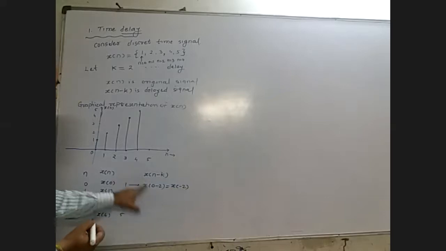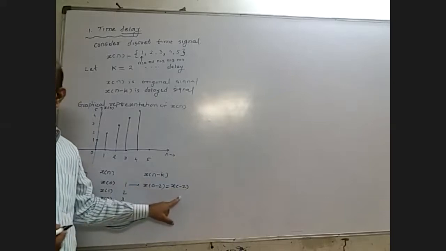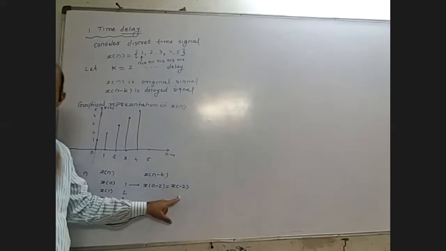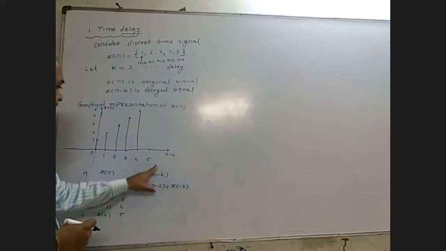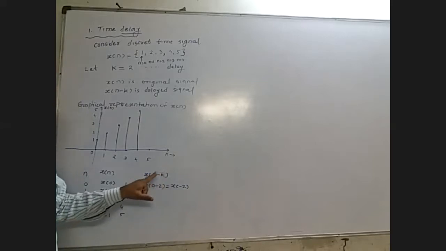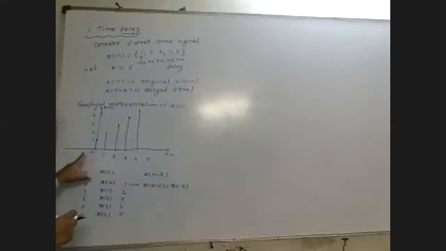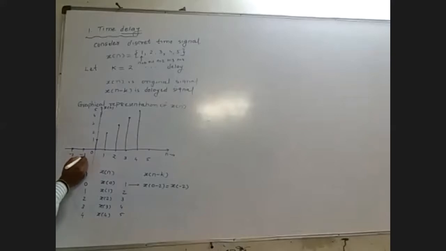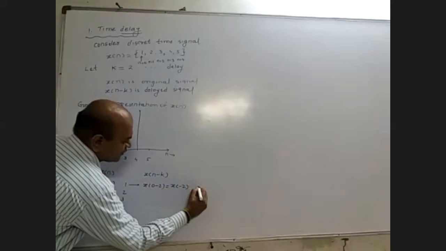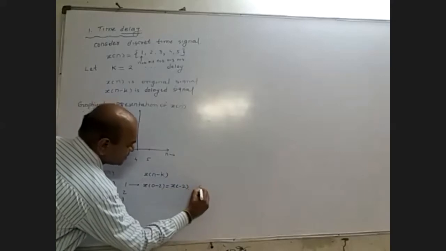So at this moment you have to check the value. Here we are going to find out the values. At -1 and at -2, x of -1 is 0, its amplitude is 0. At x of -2, its amplitude is also 0. So the x of -2, its amplitude is nothing but 0.